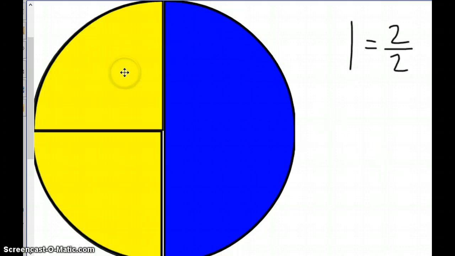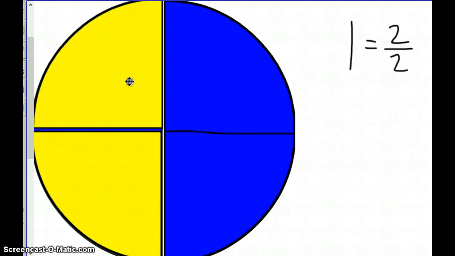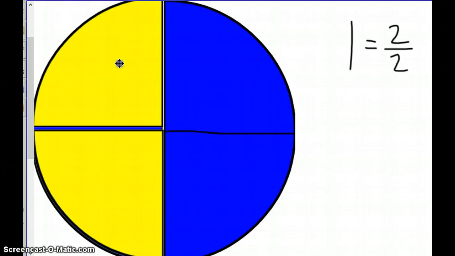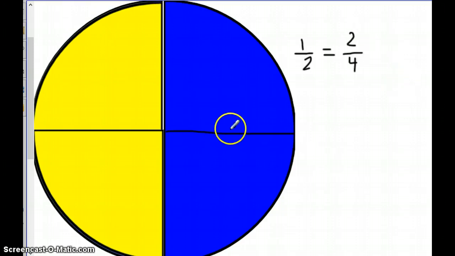Well, if I decided to split my circle into fourths, so for example, I drew a line right here, my whole is now broken up into four equal parts, 1, 2, 3, 4. Well, we know that this is one half of the circle. So covering one half of the circle is 1/4, 2/4. So those are equal fractions, equivalent fractions. So we now know that 1/2 is equal to 2/4 because the same amount of space is covered.